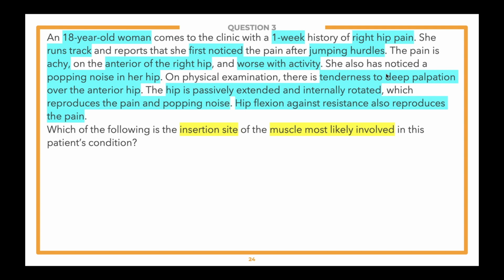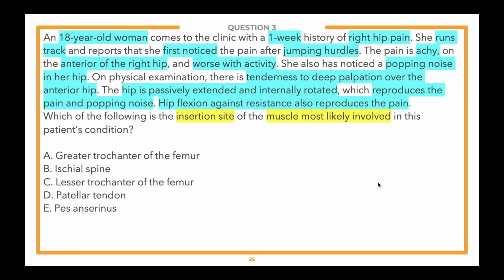So once again, we're going to take a look at the answer choices. We will start at the bottom and work our way up to the top. Answer choice E, pes anserinus. D, patellar tendon. C, lesser trochanter of the femur. B, ischial spine. And A, greater trochanter of the femur.